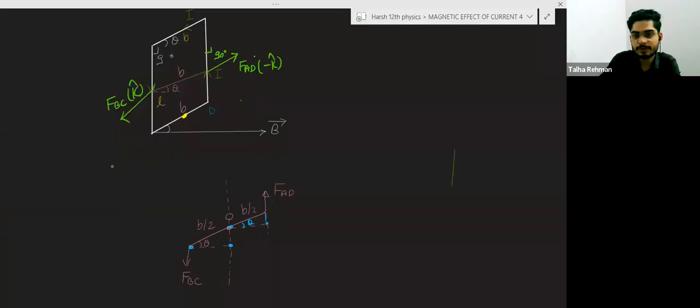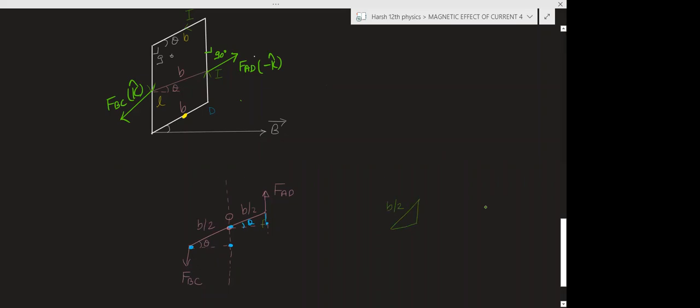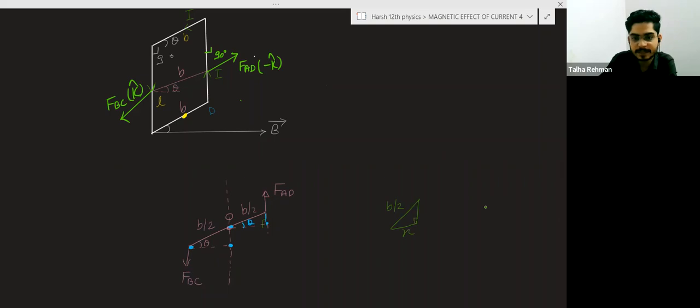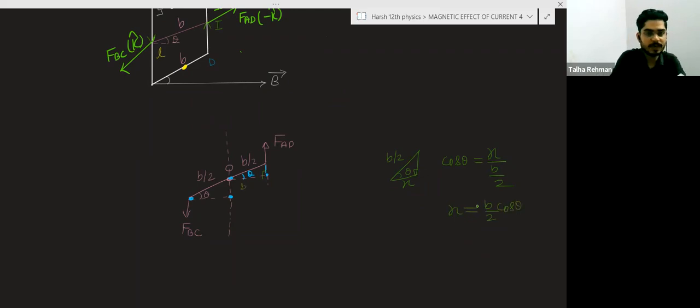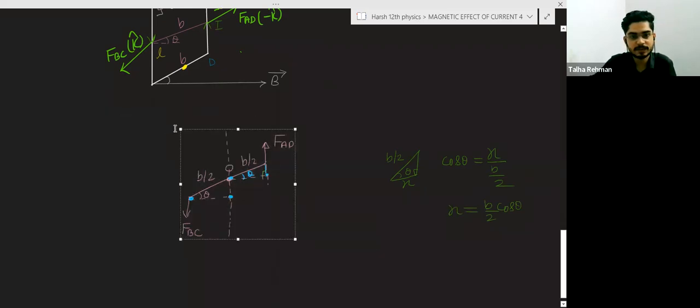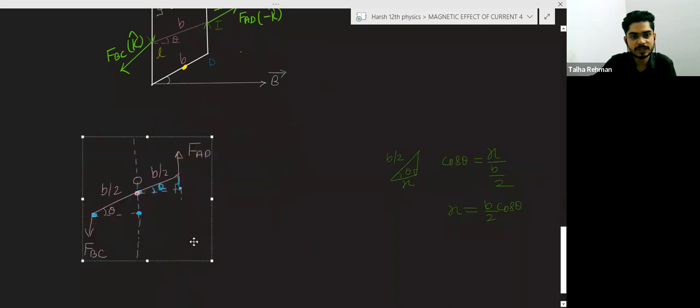So I will use here the trigonometry of a right angle triangle. This angle is 90 degrees, so it is a right angle triangle. This side is V by 2, and you want this distance. Suppose the distance is X, this angle is 90 degrees and this angle is theta. So we can find cos theta. Cos theta is base divided by hypotenuse. The base of the triangle is X and the hypotenuse is V by 2. So X will be V by 2 cos theta. Both sides have the length V by 2 cos theta because this is a symmetrical figure.